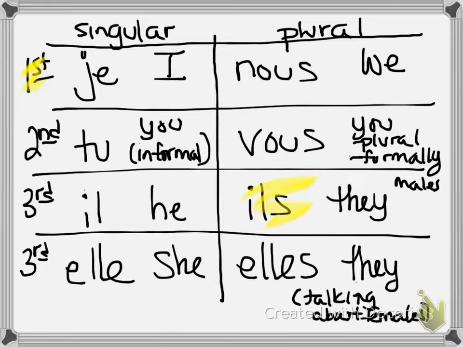Right now, what I really want you to know is the meanings of the subject pronouns. So you should know that je is I, and tu is you, and il is he, and elle is she, and nous is we, vous is you, and il and elle, plural, are both they. Note with il and elle, plural, we don't pronounce the S at the end, so that's really important.